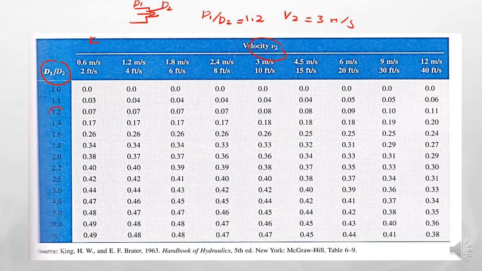So this is your D1 by D2. The value should be any value along this line, and then V is 3, so just go like this. So this is the answer for the K value, which equals 0.08.